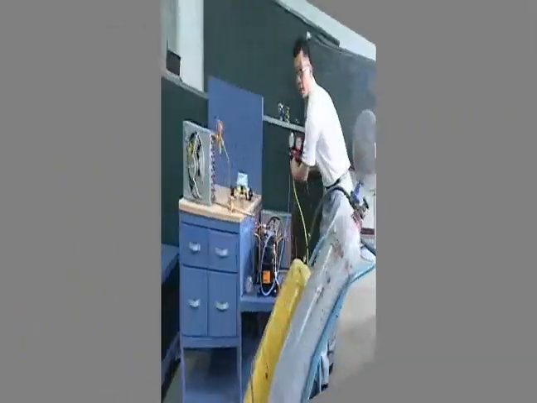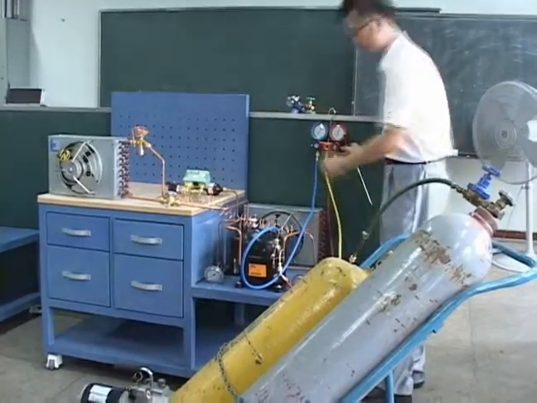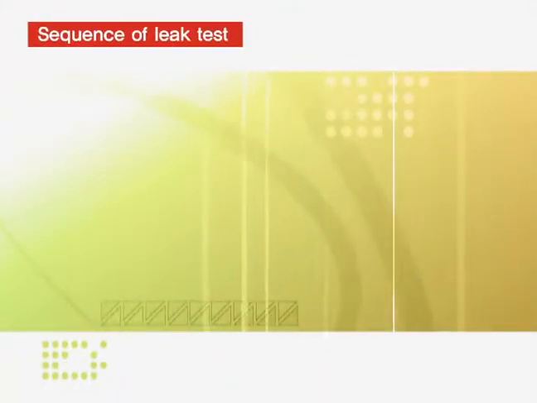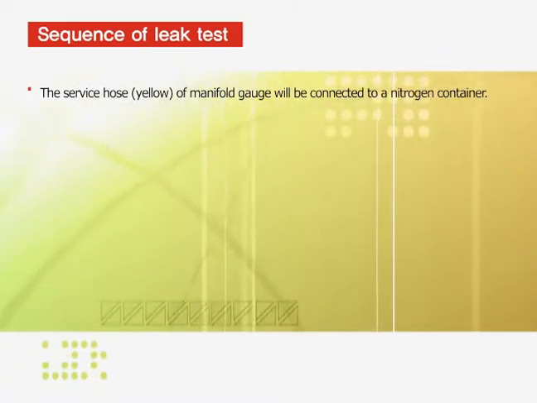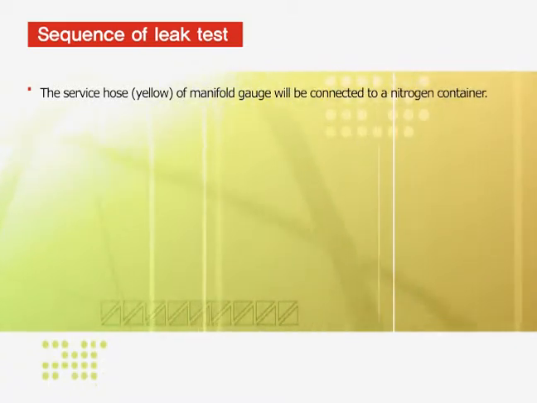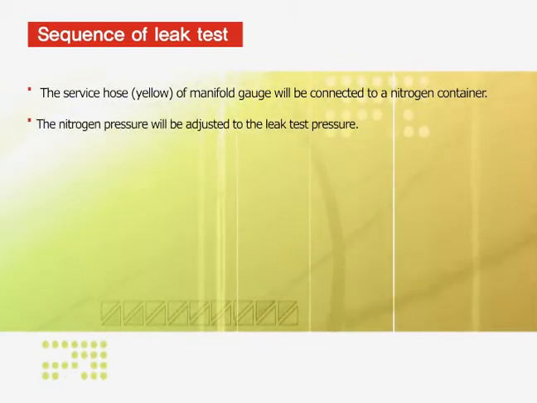When the device is completed, a leak test should be done to check the sealing of the refrigerating device. Following is the sequence of the leak test. The service hose, yellow, of the manifold gauge will be connected to a nitrogen container. The nitrogen pressure will be adjusted to the leak test pressure.